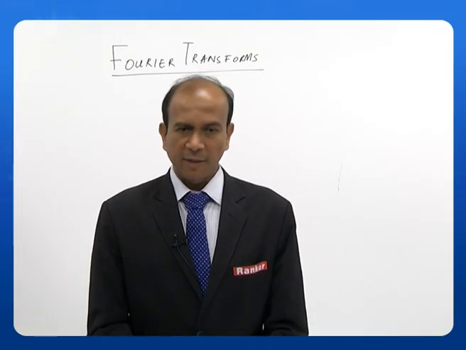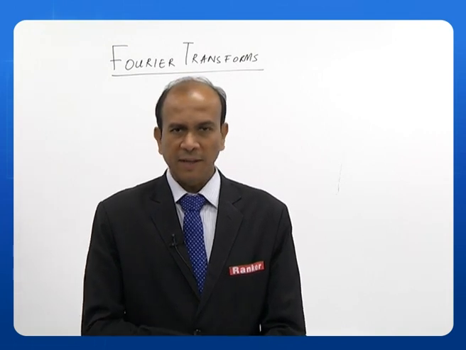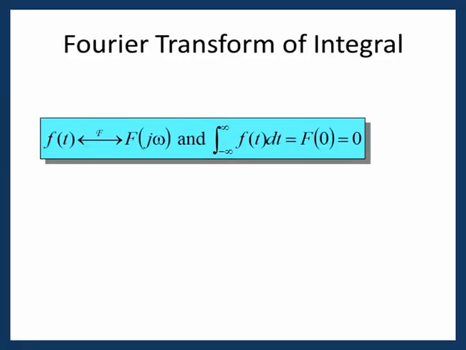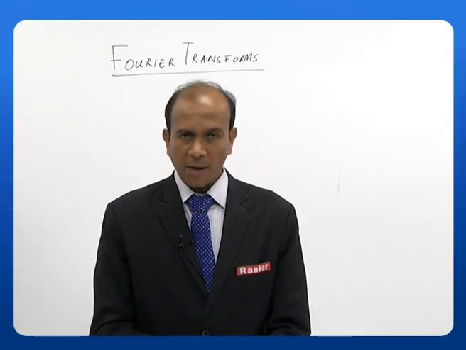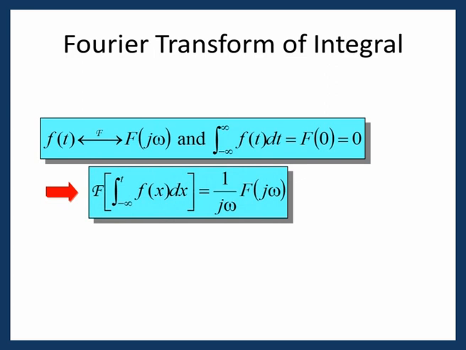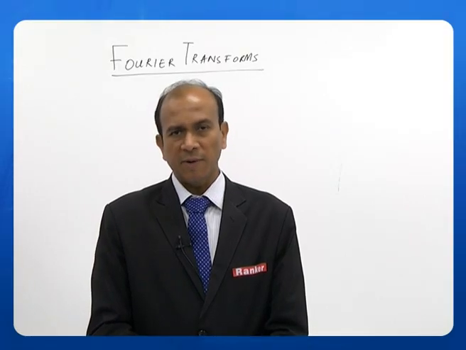Fourier transform of an integral function. Earlier we have seen the derivative, now we have to see the integral. Again the condition is that f of t has a Fourier transform F of jω, and the integral from minus infinity to plus infinity of f of t dt is equal to F of 0, which is equal to 0. These are the conditions which exist. Then, when I take the Fourier transform of the integral of f of x dx from minus infinity to t, the Fourier transform will be equal to 1 by jω times F of jω. Okay, this is the Fourier transform of an integral.